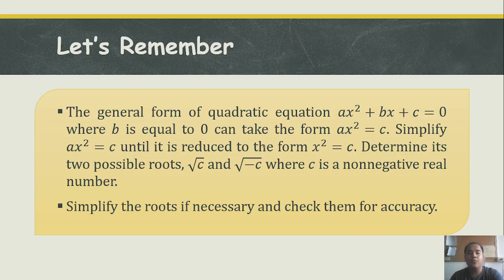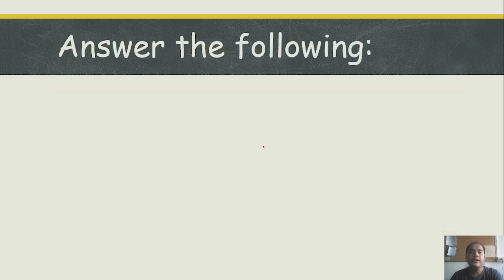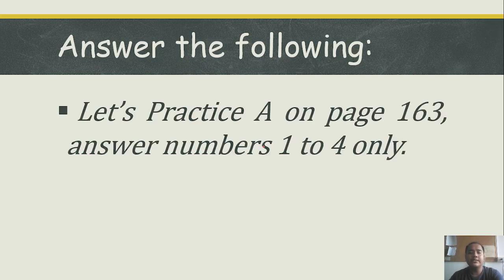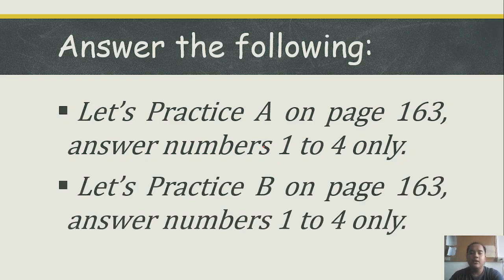So here is the list of activities that you are going to answer. Please take note or screenshot this, or write it on paper, or just mark your module with what you will answer. Let's practice A on page 163, you are just going to answer numbers 1 to 4 only. Then for let's practice B on page 163 again, you are just going to answer numbers 1 to 4 only. So it's a total of 8 items, 1 to 4 in let's practice A and 1 to 4 in let's practice B.